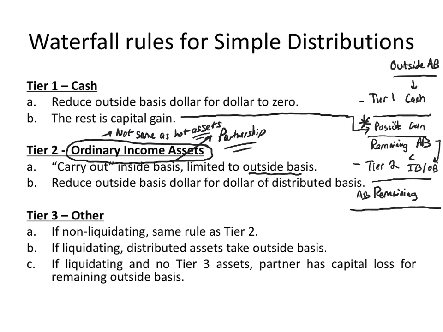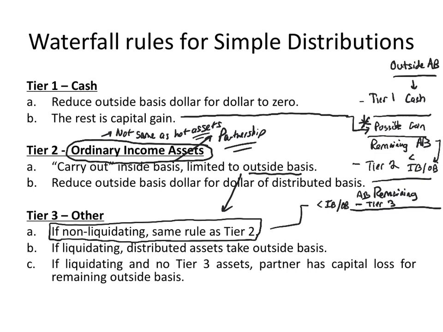You go to Tier 3. Tier 3 assets, you apply the same rule if it's non-liquidating. You carry out the lesser of the inside basis and the outside basis if it's non-liquidating. If it's liquidating, you just give the remaining outside basis. It just goes there. So, by the way, Tier 3 is anything else. Cash is Tier 1, ordinary assets Tier 2. Tier 3 is just going to be everything else. So capital assets, 1231 assets, all that good stuff.